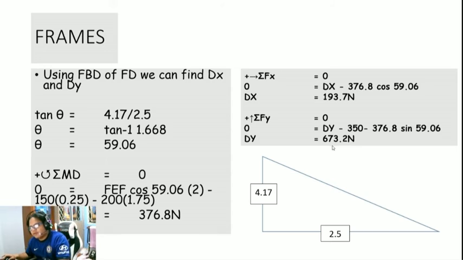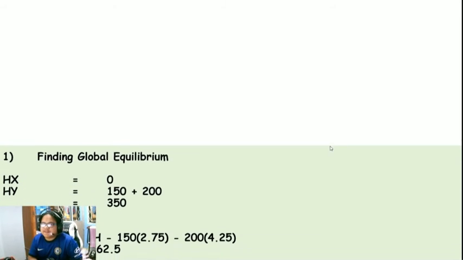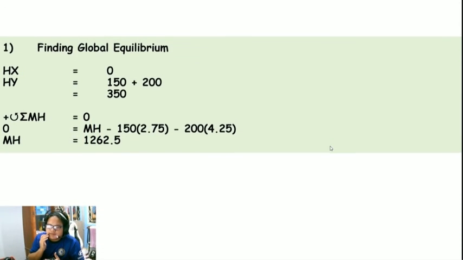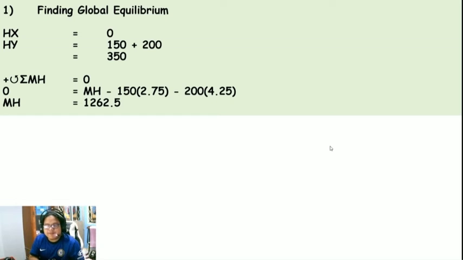Okay, next, let's go to the more complicated calculation. So first thing first, in order to have the solution of frames, we need to find the global equilibrium. The global equilibrium is actually where the base is located. So actually, in our diagram, I don't put any letters for the base. So I just assume that the base is H.